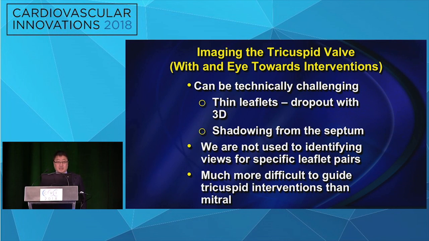You've got thin leaflets. 3D is not as easy as for the mitral valve. You can get a lot of dropout. You can get shadowing from the septum or the aortic root. We're not really used to identifying specific views for specific leaflet pairs: anterior septal, posterior septal, anterior posterior. With the mitral valve, you've got one commissure to deal with, now you've got three. And it's honestly much more difficult to guide tricuspid interventions than mitral.